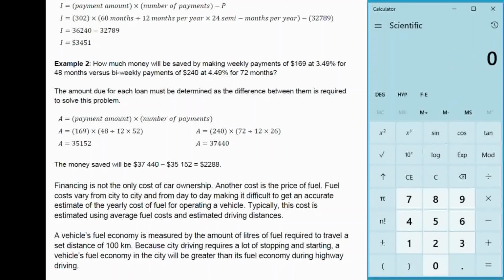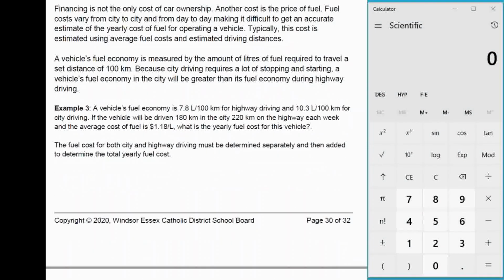So financing is not the only cost of ownership. The cost of fuel is another thing to consider. And when we talk about cars, we also discuss the fuel economy of a vehicle as well. The fuel economy of a vehicle is measured in liters per 100 kilometers, and it varies depending on the type of driving you do.